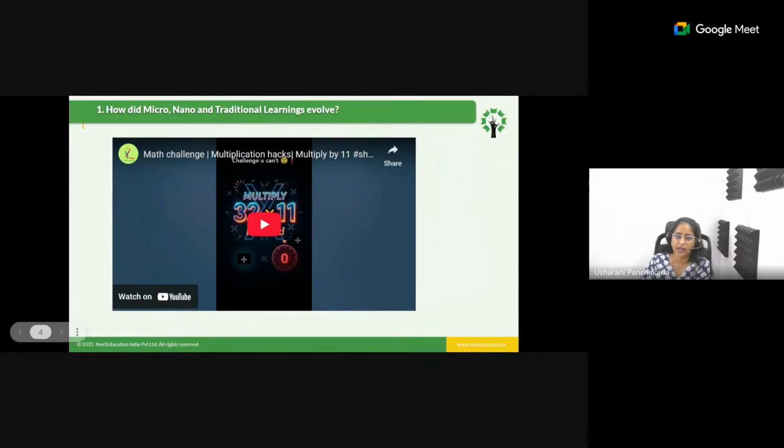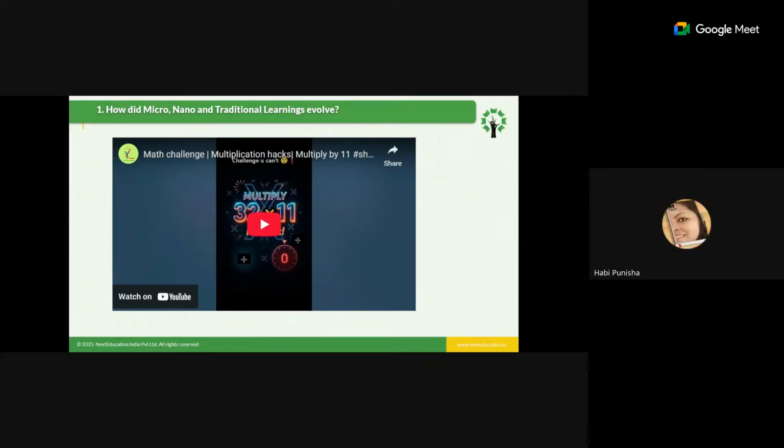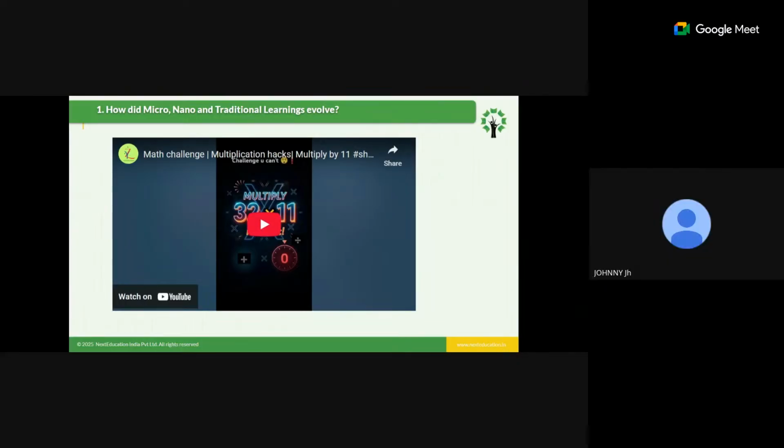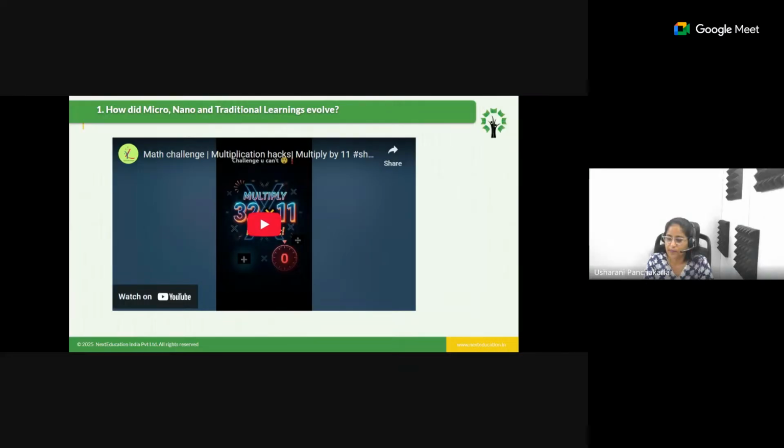So can anyone say why we are more used to watching a video of less than a minute, or less than 5 or 10 minutes, but not ready to watch something around 3 hours or 5 hours? Attention span is very limited. Yes, attention span is limited, very true, Habi. That is the right answer. Attention span is very less. Anything else? Excitement. Yes, it's the excitement. And we want quick results. Yes, we want quick results.